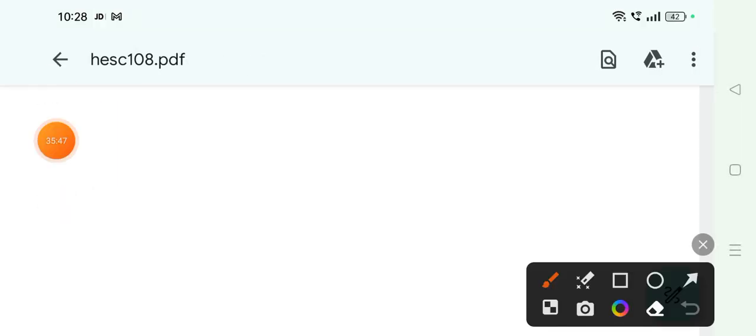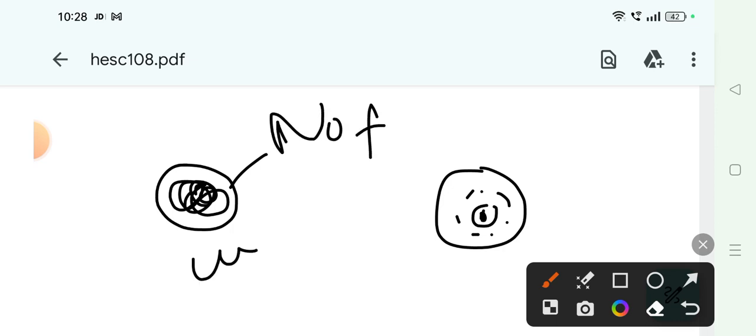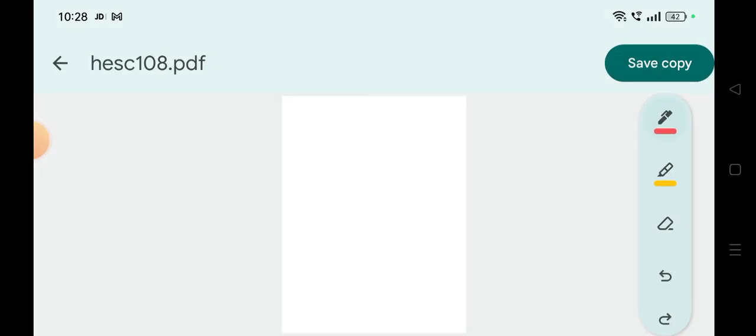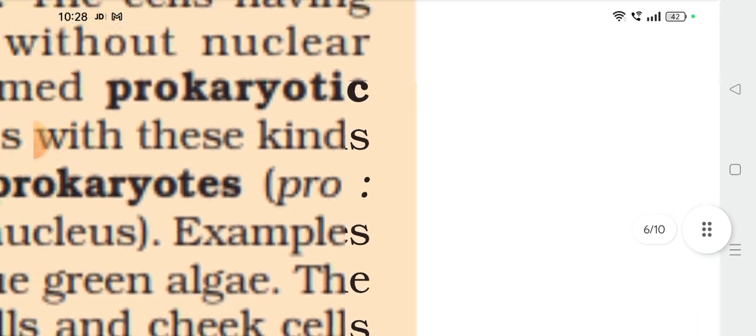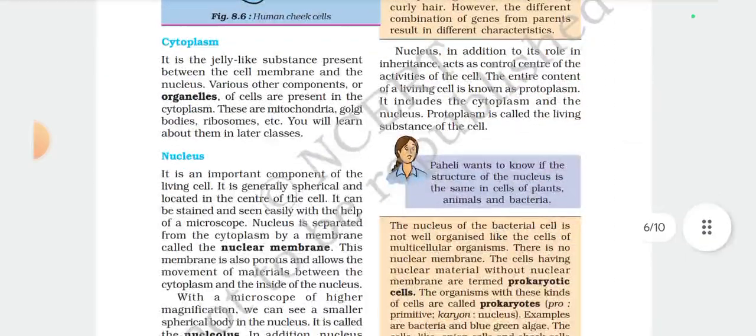I told you this is the cell. Here directly chromosomes are there, but here there is the nuclear membrane, then nucleus, then nucleolus, then chromosomes. Means this is not well defined, but this is well defined. Understood the meaning? There's nothing in it, just simple things. Alright. So, prokaryotic and eukaryotic: understood the difference between both of them?